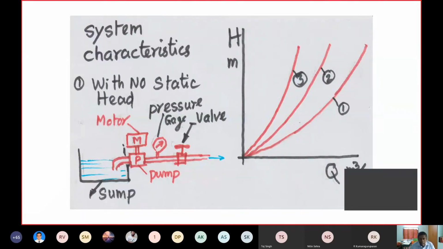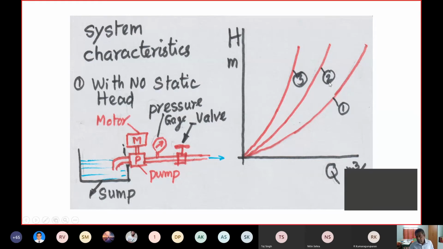Now here I am showing the system characteristics. You have a pump system. The pump is there, the motor is there. The suction is connected to the sump. Some pressure gauge is there at the exit. Then a valve is there. Here there is no static head in the discharge. It is at the level of the water surface in the sump.